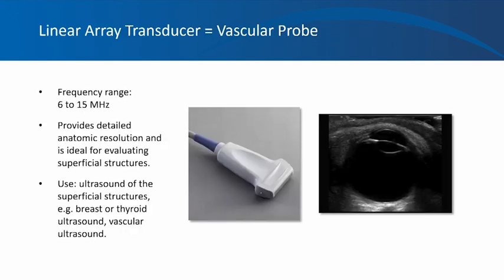This is the linear array transducer or the vascular probe, and it's a high-frequency probe, and it provides detailed anatomic resolution, and it's ideal for evaluating superficial structures such as doing musculoskeletal or vascular ultrasound or thyroid ultrasound.